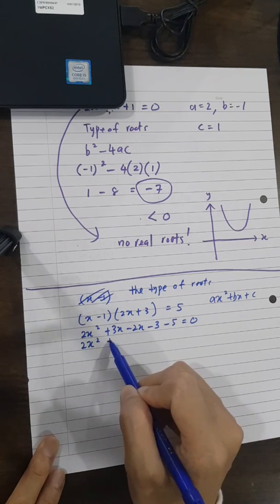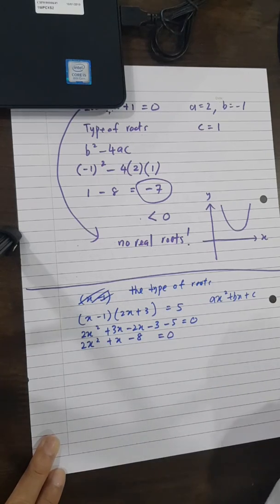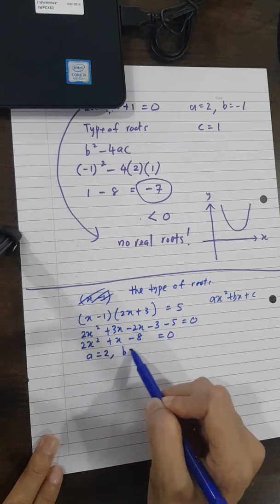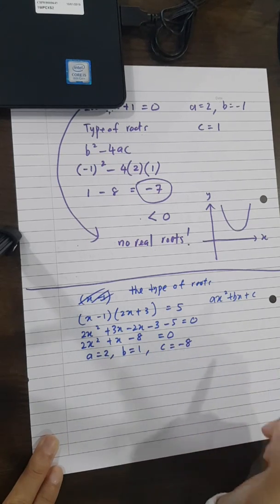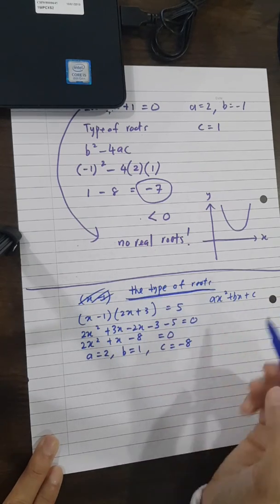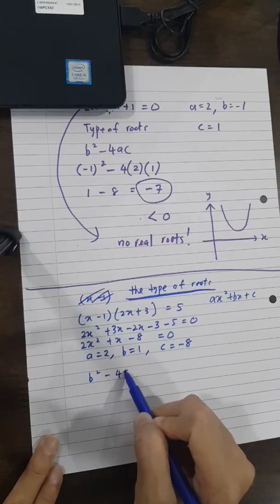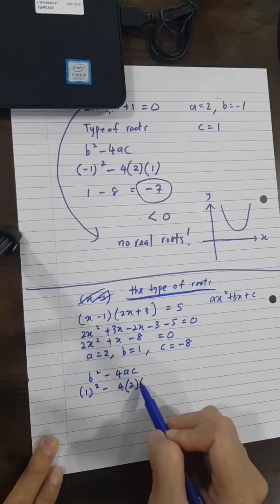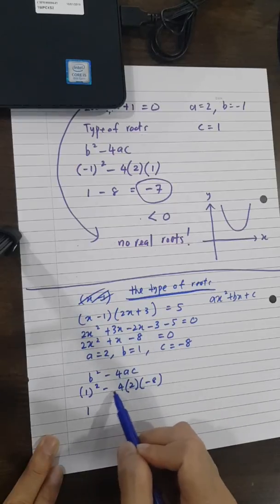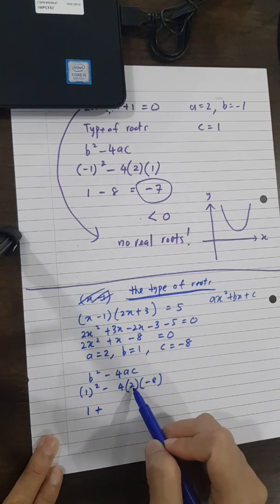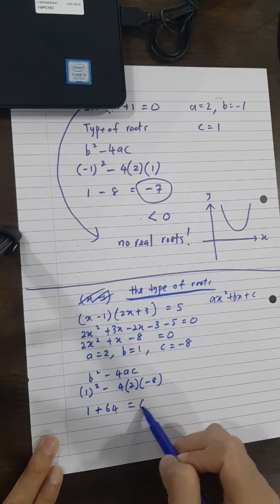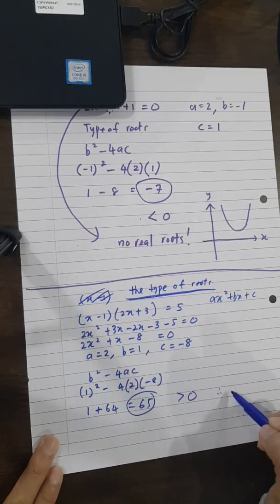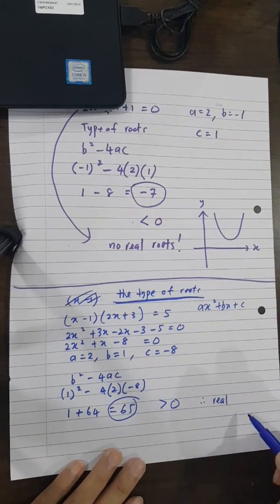2x squared. This one is x. Negative 8 equal to 0. So now you already have it in general form. Your a is 2, b is 1, c is negative 8. To determine the type of root, use the discriminant b square minus 4ac. Substitute your b is 1, your a is 2, your c is negative 8. So you get 1 minus minus, plus 4 times 2, 8, 8 times 8, 64. You get 65. So this value is more than 0. It means this quadratic equation has real and distinct roots.